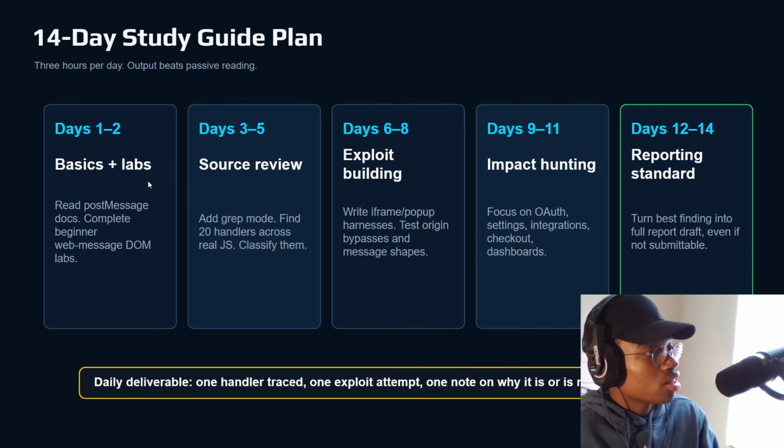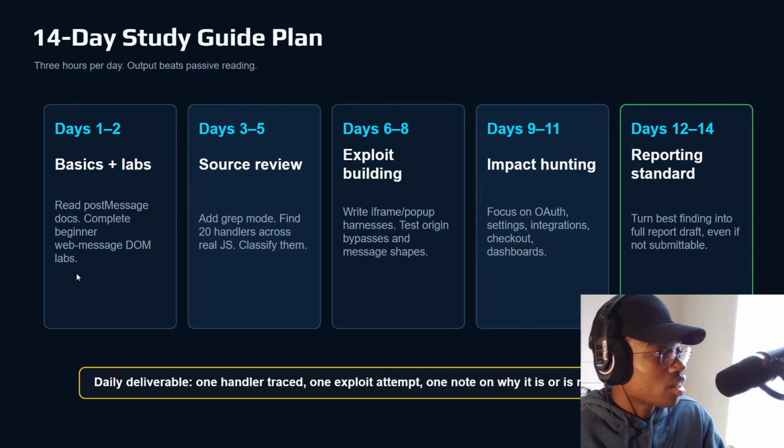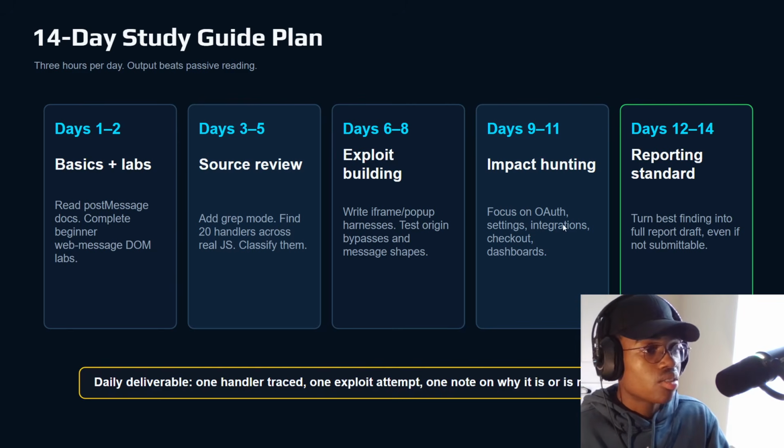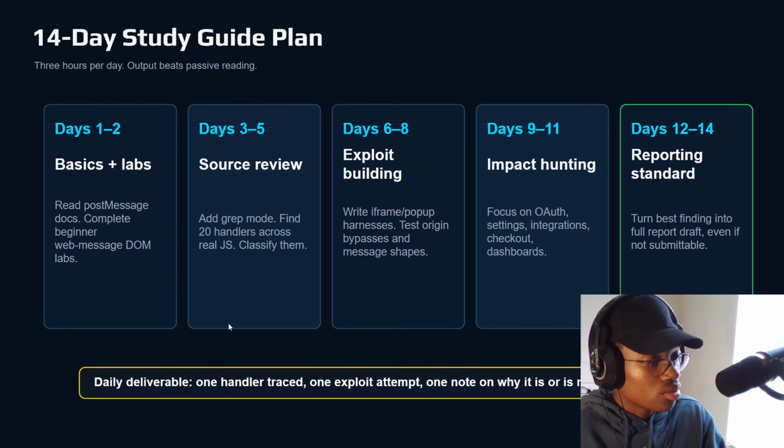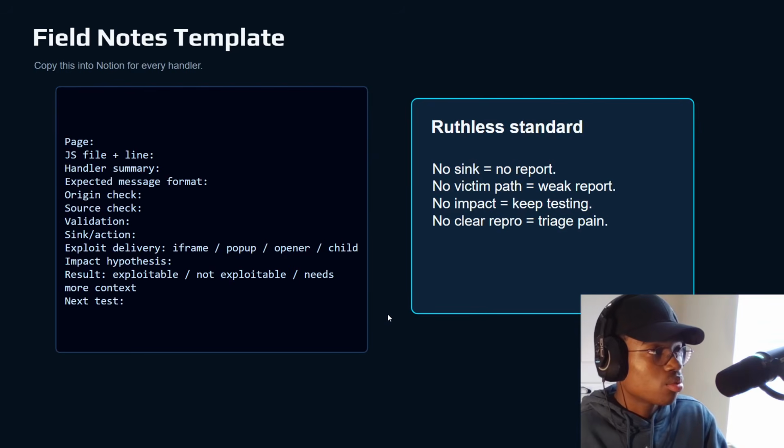Days 1 to 2, basics plus labs: read the postMessage docs, complete beginner web message DOM labs. Days 3 to 5, source review: add grep mode, find 20 handlers across real JS, classify them. Days 6 to 8, exploit building: write iframe and pop-up harnesses, test origin bypasses and message shapes. Days 9 to 11, impact hunting: focus on OAuth, settings, integrations, checkout, dashboards. Days 12 to 14, reporting standard: turn best findings into a full report draft, even if not submittable. Daily deliverable: one handler trace, one exploit attempt, one note on why it is or isn't exploitable.